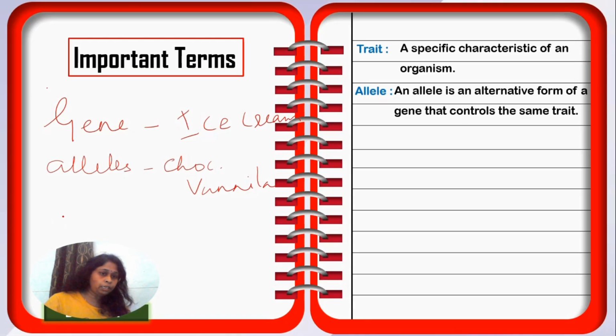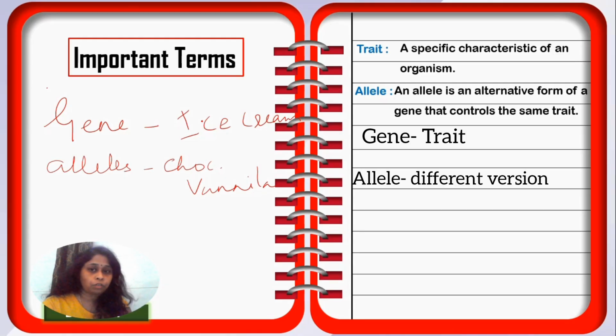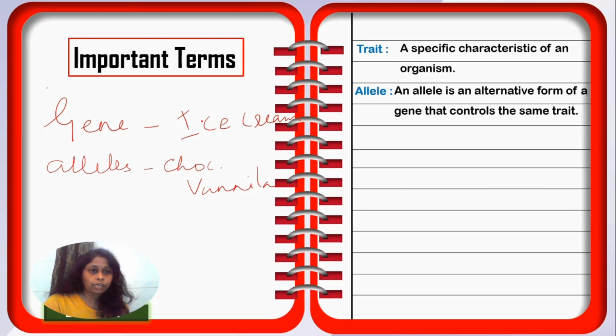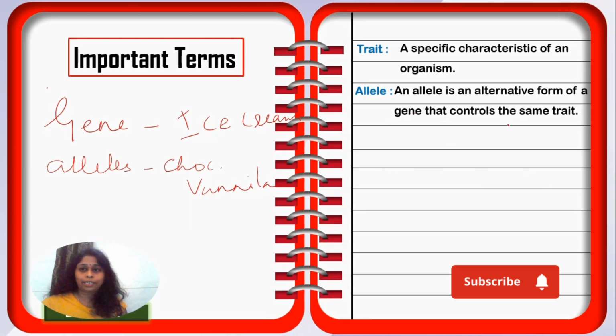Now both are ice cream, right? Whether it is chocolate or vanilla, both are ice cream. So this is the same thing, but they have different flavors. Chocolate and vanilla are different flavors of the ice cream, right? So these are different versions. Like that, the gene is the trait, allele is the different version. Understood? So what is an allele? Allele is an alternate form of a gene that controls the same trait.